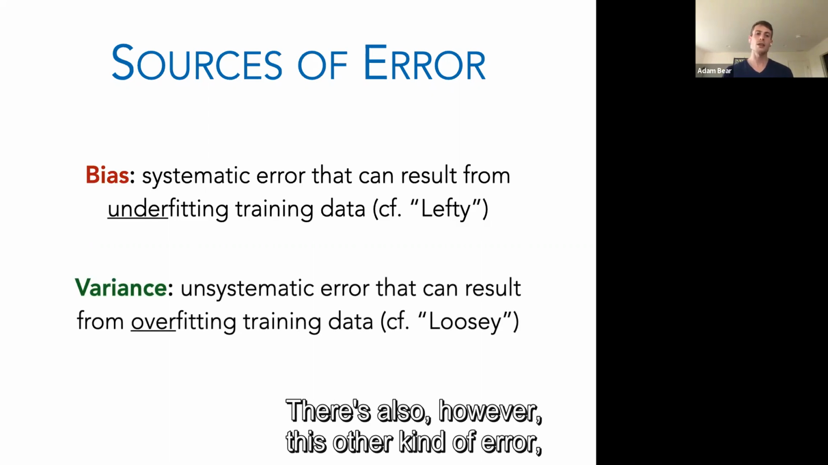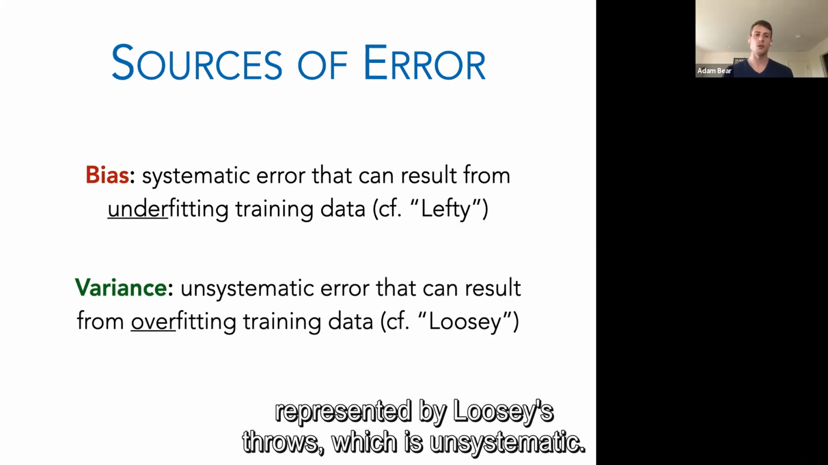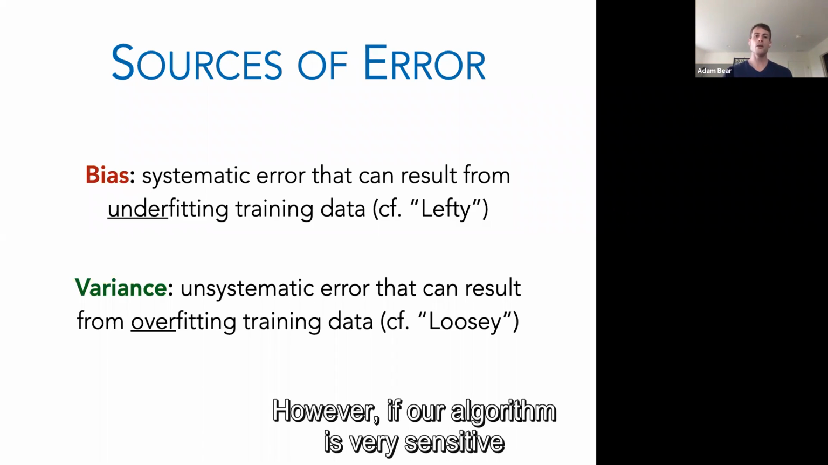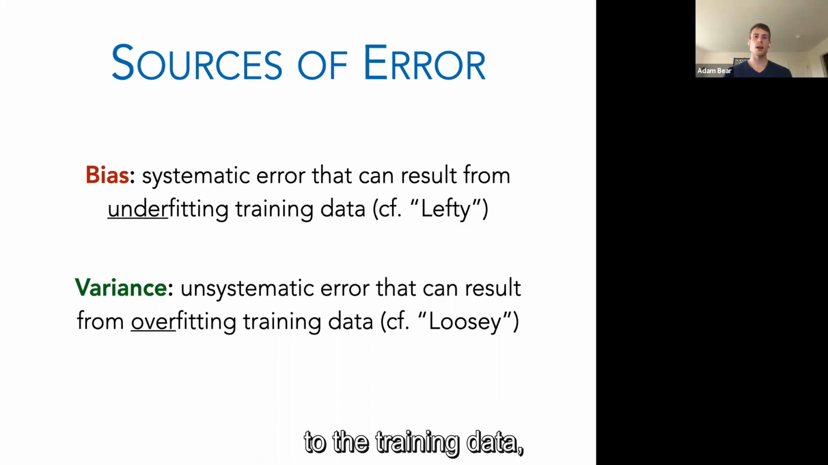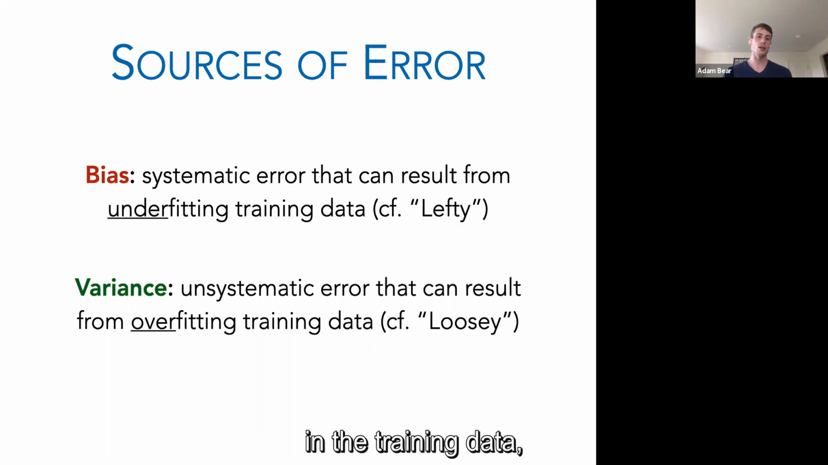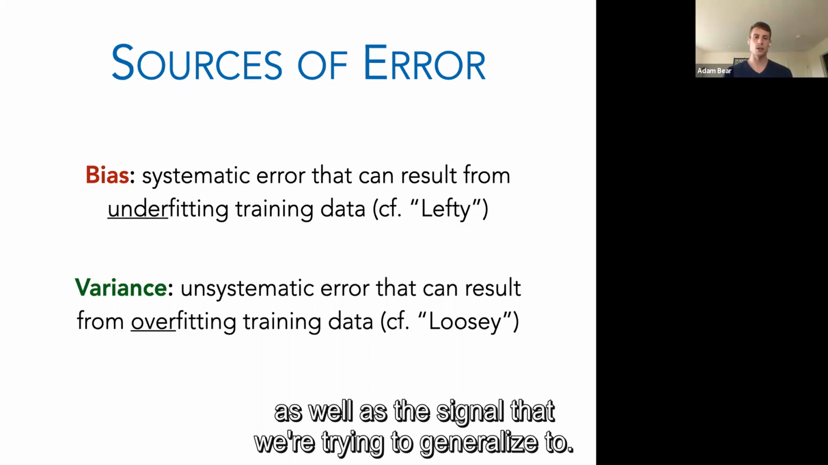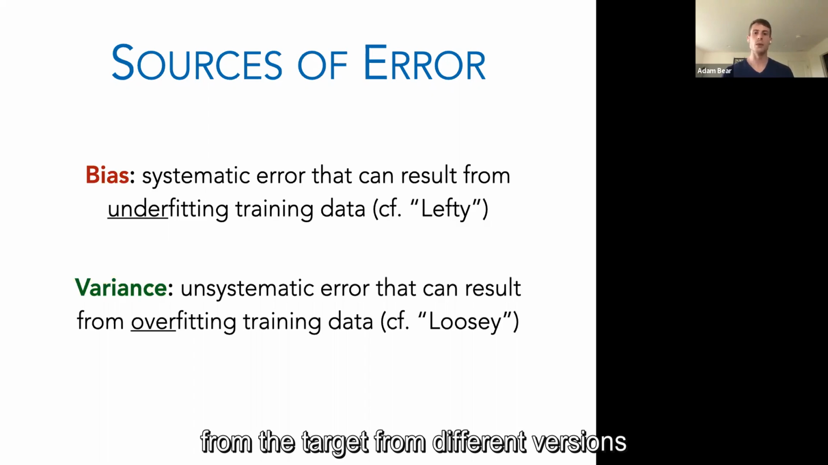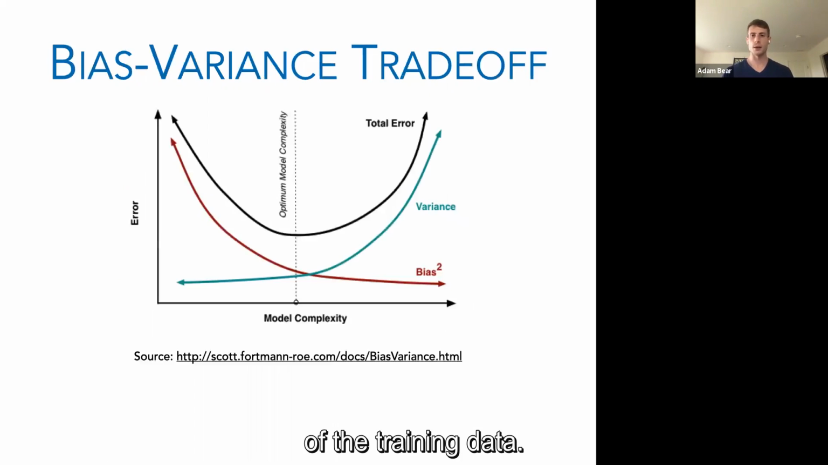There's also, however, this other kind of error represented by Lucy's throws, which is unsystematic. So on average, there's not a systematic deviation from the target. However, if our algorithm is very sensitive to the training data, the algorithm ends up picking up on noise in the training data as well as the signal that we're trying to generalize to. And this results in this unsystematic kind of deviation from the target across different versions of the training data.